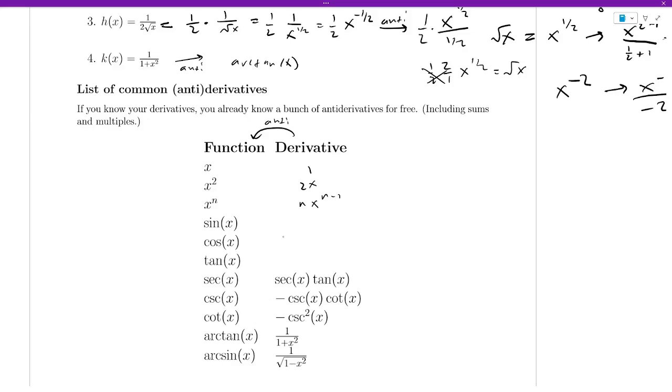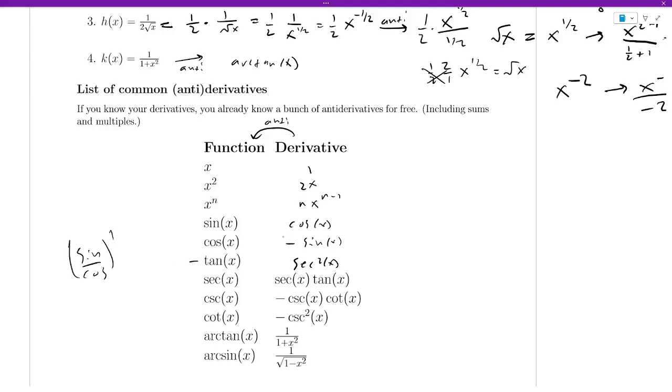I'll just list a couple of these. I basically did this earlier. Sine goes to cosine. Cosine goes to negative sine. The derivative of tangent is secant squared. That's something we learned in 251. If you have it memorized, great. You can figure it out if you forget, because tangent is sine over cosine, and you can do the quotient rule. But it's probably good just to know it off the top of your head. We'll use it a lot.